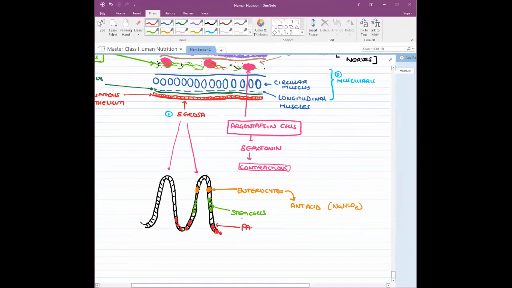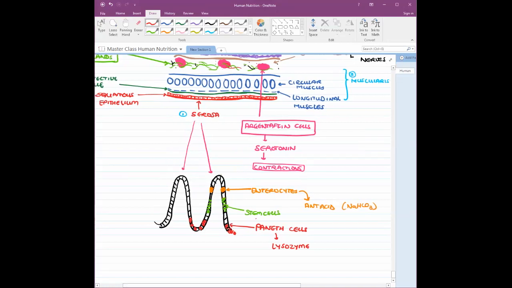Guys, these Paneth cells are going to produce lysozyme. Can anybody tell me why do we require lysozyme? Generally lysozyme is seen in your eyes, in your tears, because it is going to kill your germs. It is going to help in breakdown of your germs. Why do we require lysozyme inside your stomach?